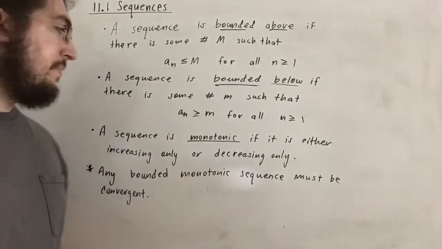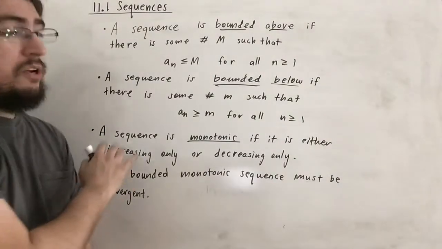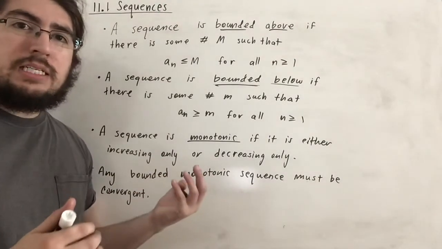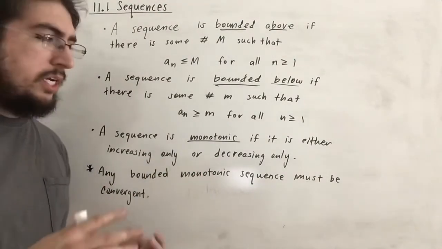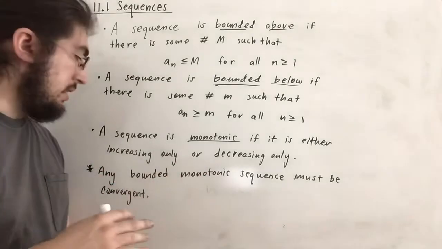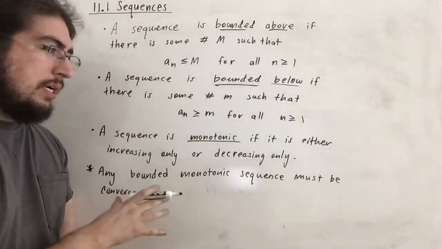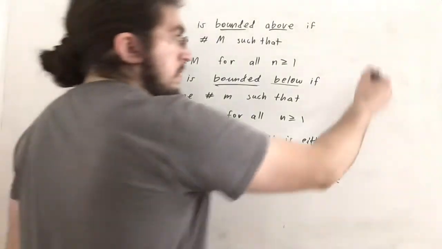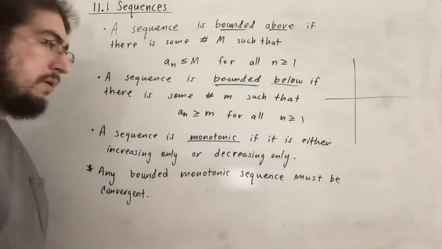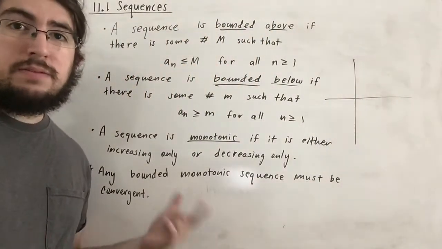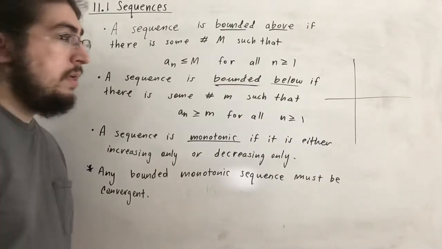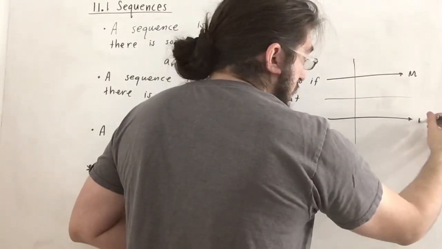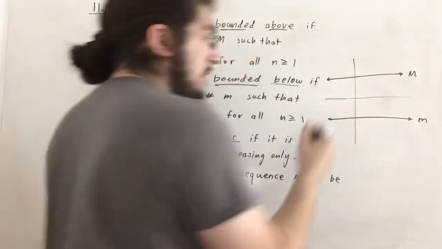Okay. Beyond this, I say a sequence is monotonic if it is either purely increasing or purely decreasing. Now with these ideas combined, there's a visualization here, but I think it's not too bad to see. I say any bounded monotonic sequence must be convergent, because bounded will imply that it's both bounded above and below. So let's say it's bounded above by capital M, and it's bounded below by lowercase m.